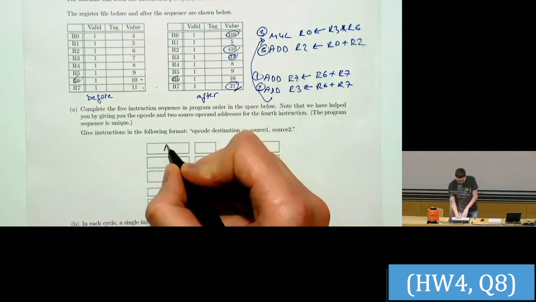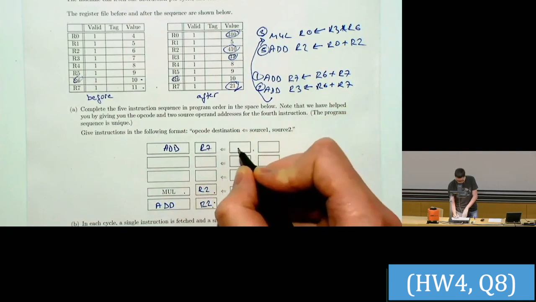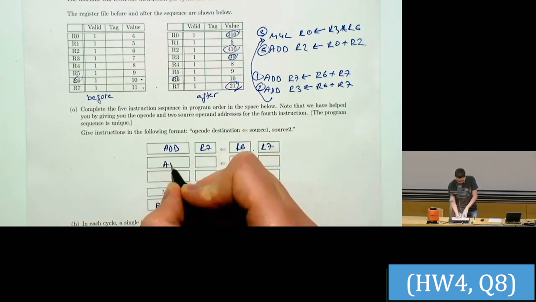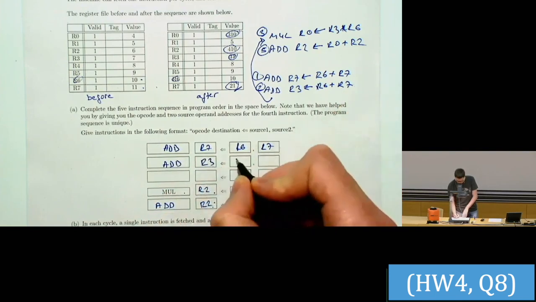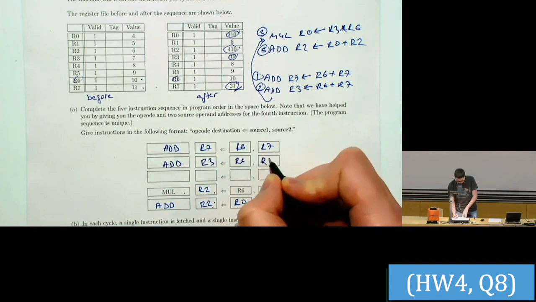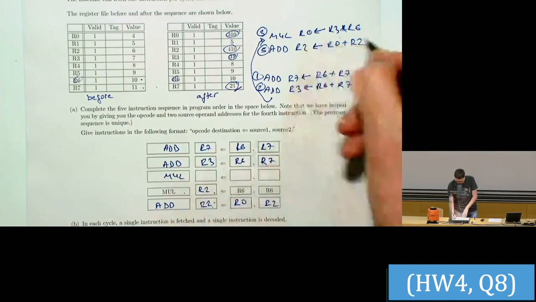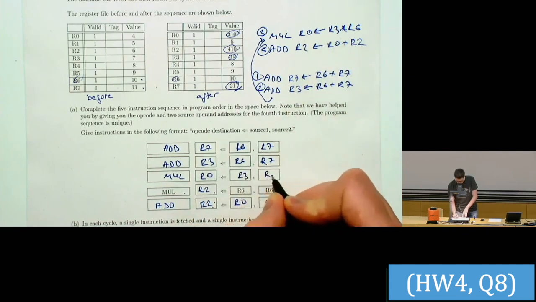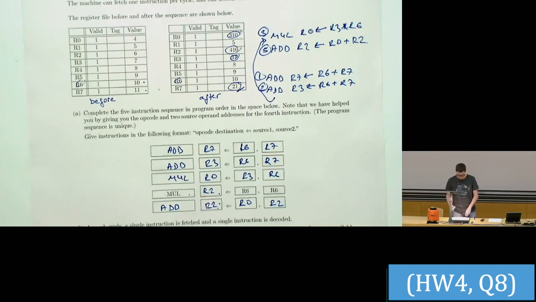So this is add to R7, R6, R7, then another add to R3, and again R6 and R7. And the last is here, multiplication, R0, R3, and R6. Okay, is it clear? Did I miss anything? Okay, so that was easy.